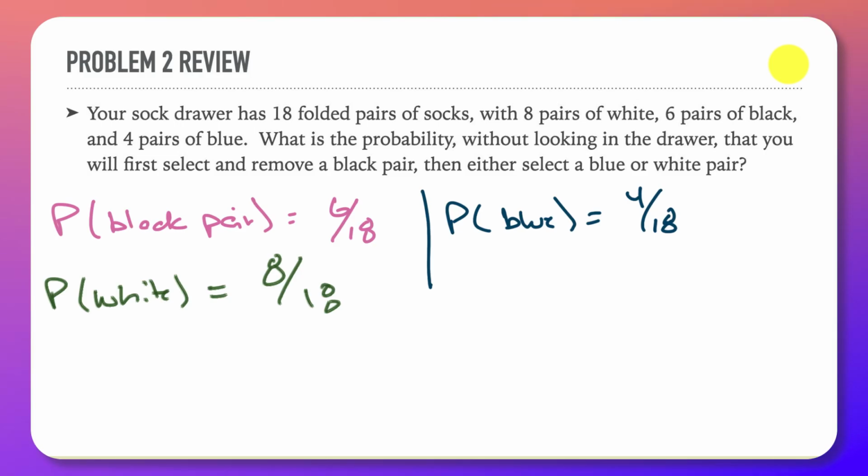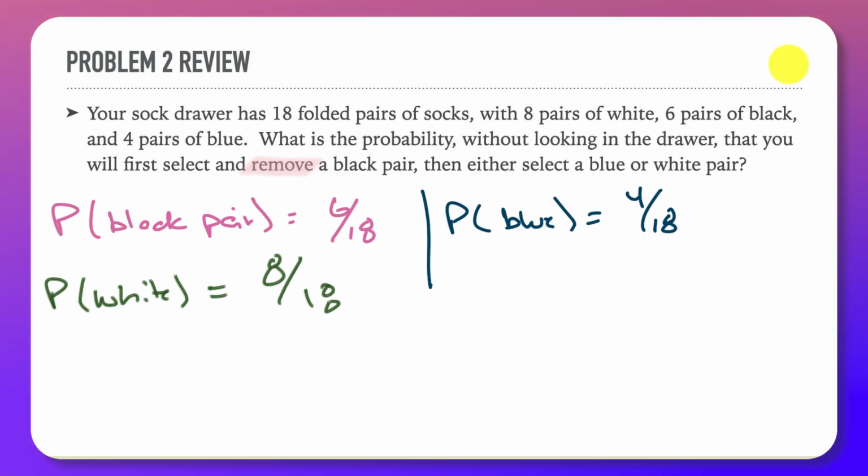Now, we've got a little bit different problem. It says, what is the probability, without looking in the drawer, that you will first select and remove a black pair, then either select a blue or white pair? Now, in this case, these are dependent events because of this word right here. You remove a black pair. It never tells you that you replace it. So you're going to first select and remove a black pair, then you're either going to select a blue or a white pair. Okay, no problem.